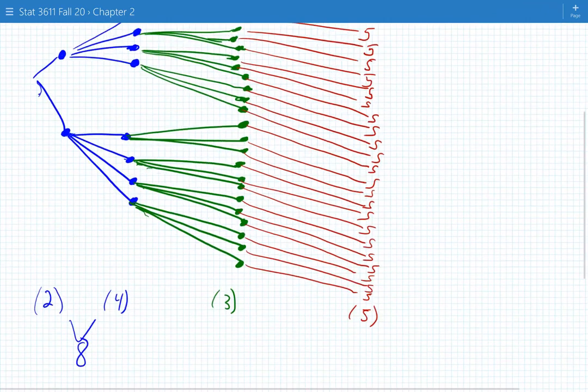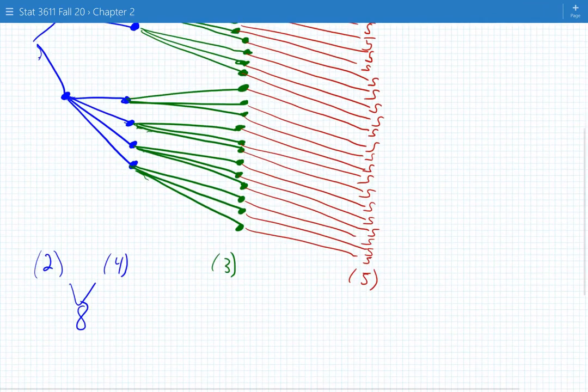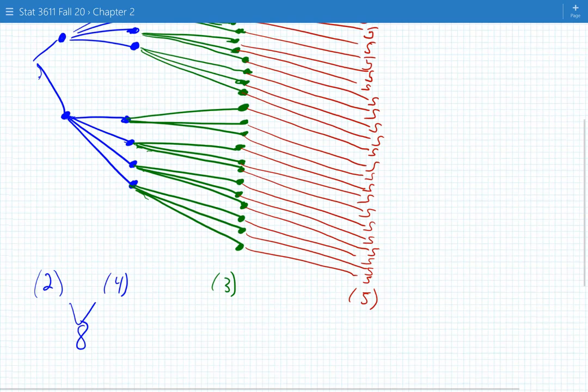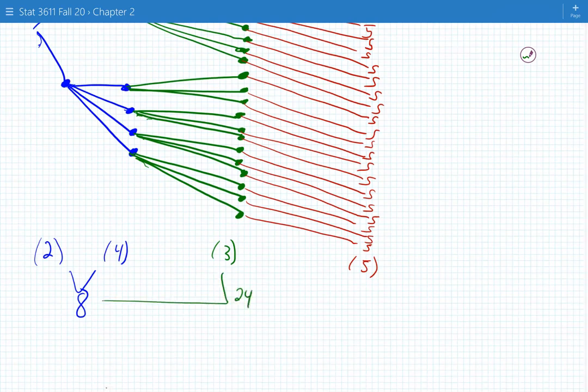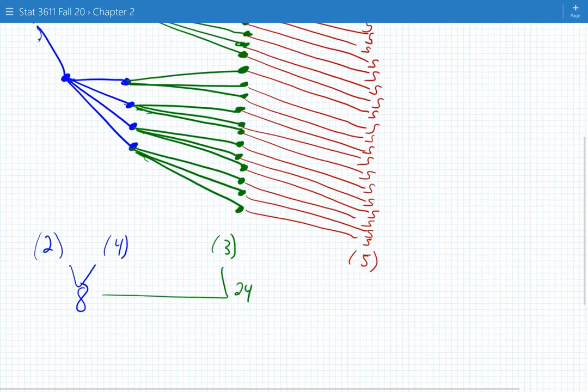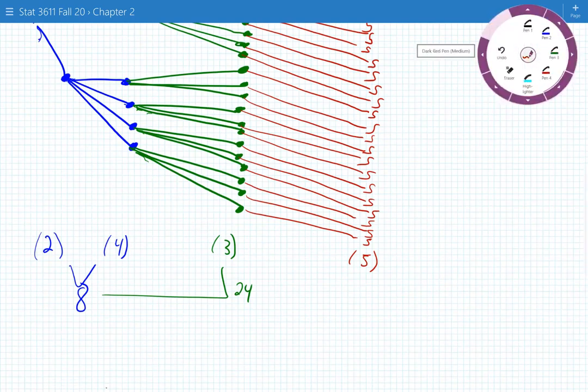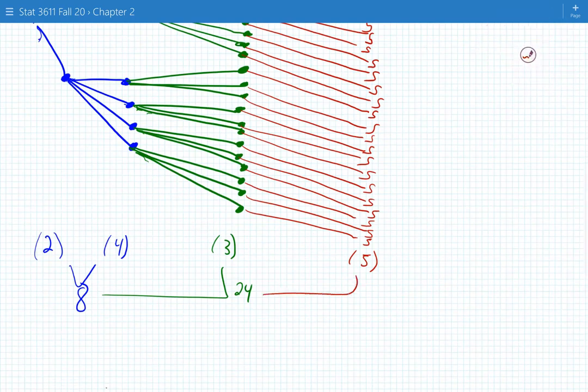There's 8 blue dots at this second stage. And then for each of those, we have 3 memories. So we'd have 8 times 3. 8 times 3 would give us 24 green dots. And for each of those, we would have 5 options to look at. 24 times 5, there is a total of 120.